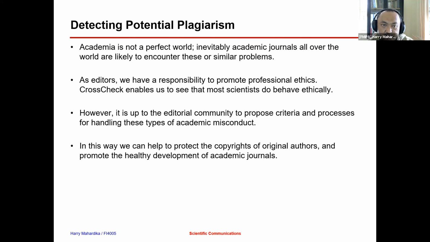Okay, so academia is not a perfect world. Inevitably, academic journals all over the world are likely to encounter this or similar problems. And so as editors, they have a responsibility to promote professional ethics. However, it is up to the editorial community to propose criteria and processes for handling this type of academic misconduct. In this way, we can help to protect the copyright of original authors and promote the healthy development of academic journals.